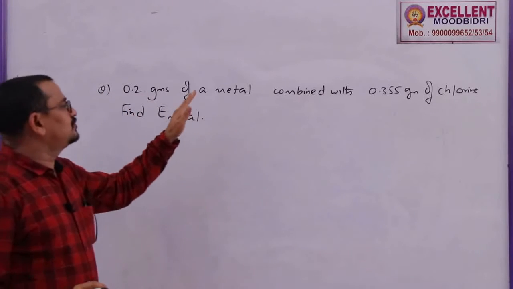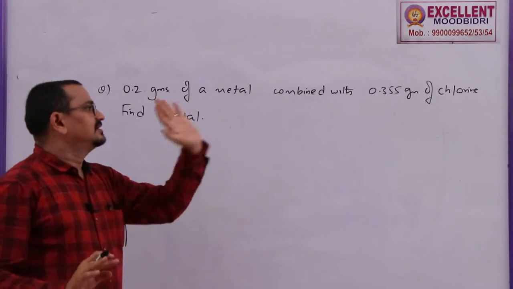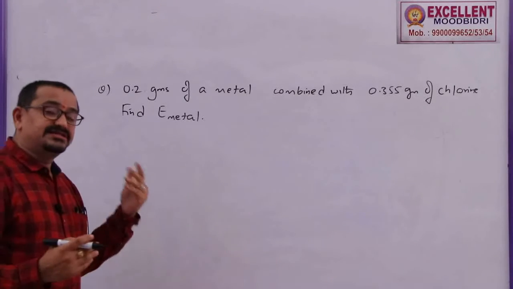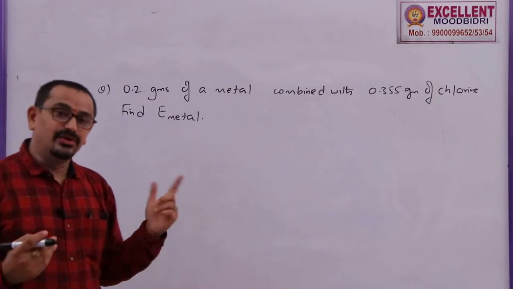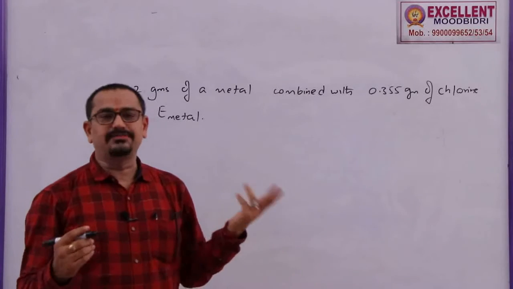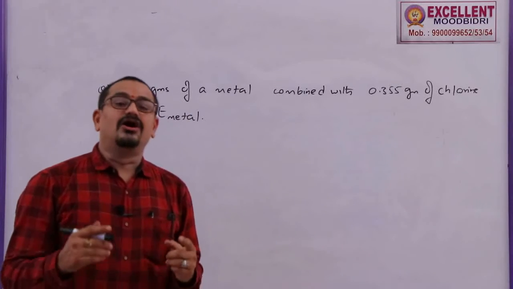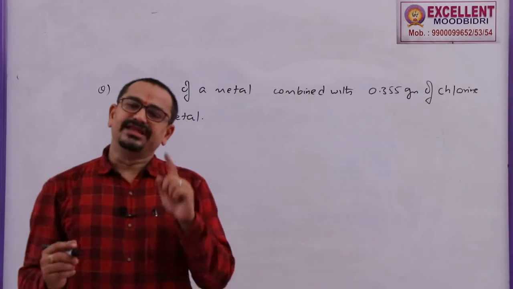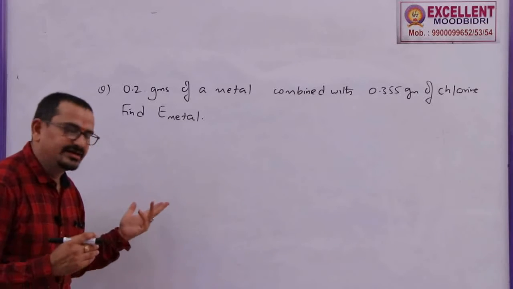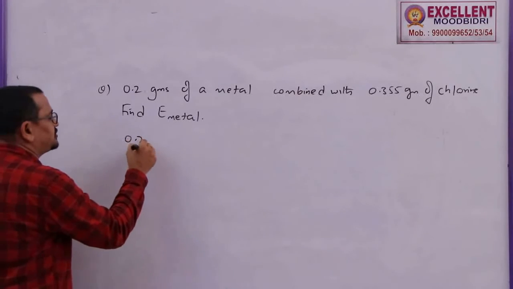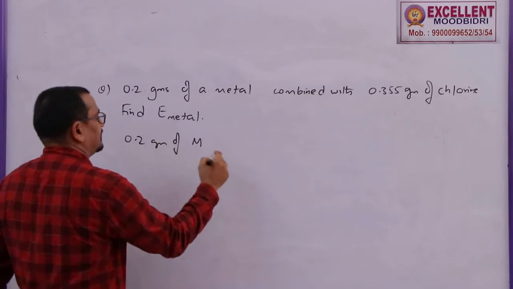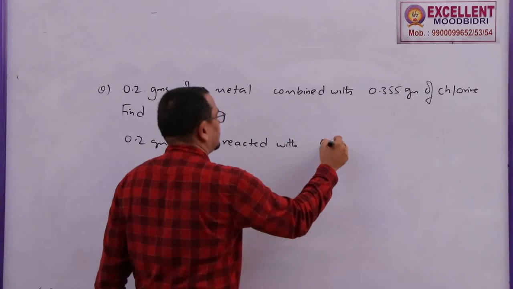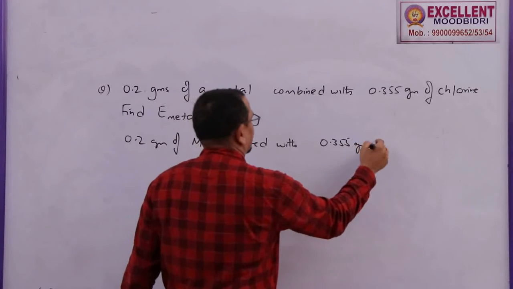Another question from the equivalent mass concept. Given 0.2 grams of a metal combined with 0.355 grams of chlorine, find the equivalent mass of the metal. As per the definition we studied, the amount of substance that can react with or replace either 1 gram of hydrogen or 8 grams of oxygen or 35.5 grams of chlorine is said to be its equivalent mass. We studied this in the previous slide. Now, 0.2 grams of metal M reacted with 0.355 grams of chlorine.